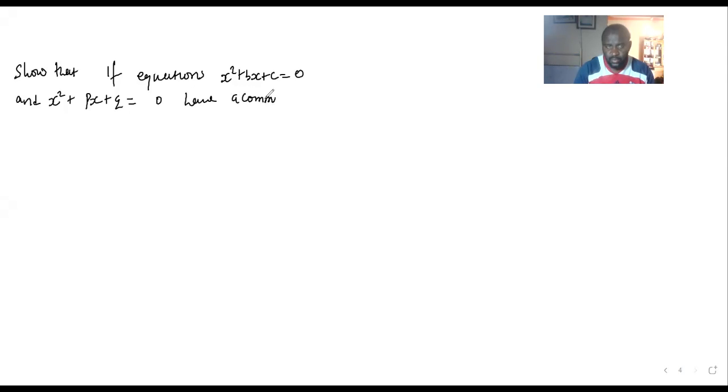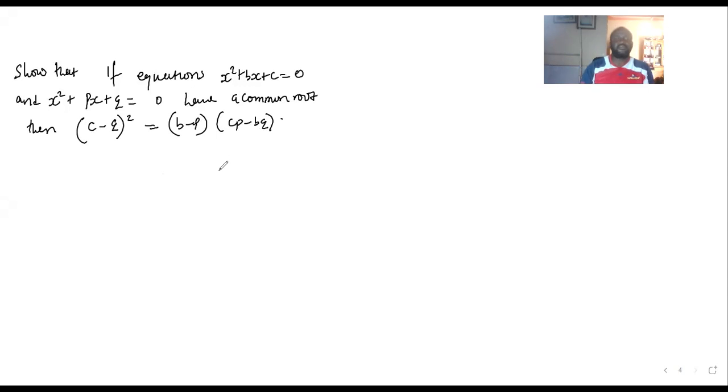Show that if equations x squared plus bx plus c is equal to 0 and x squared plus px plus q is equal to 0 have a common root, then c minus q squared is equal to b minus p times cp minus bq. The idea is the same.